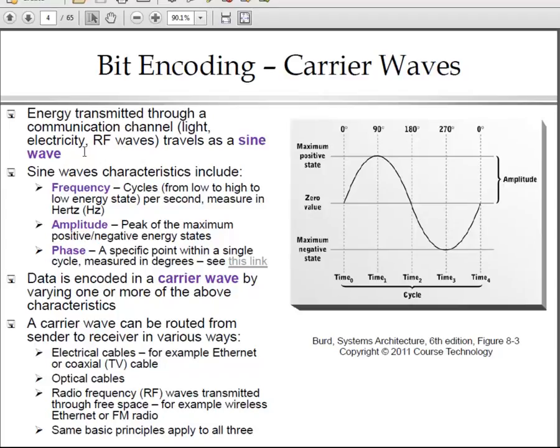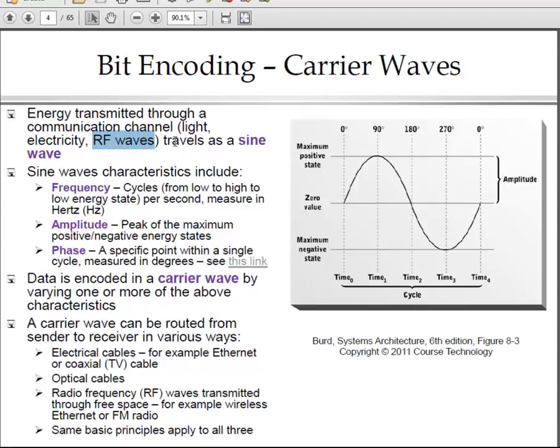Okay, so the first thing we need to talk about is the concept of a sine wave and its rather fundamental relationship to data transmission. When we transmit any sort of energy through a communication channel, that energy could be in several forms. We could be talking about light, as in laser light transmitted through a fiber optic cable. We could be talking about electricity transmitted through some kind of copper wire. We could be talking about radio frequency waves broadcast through the atmosphere or through outer space.